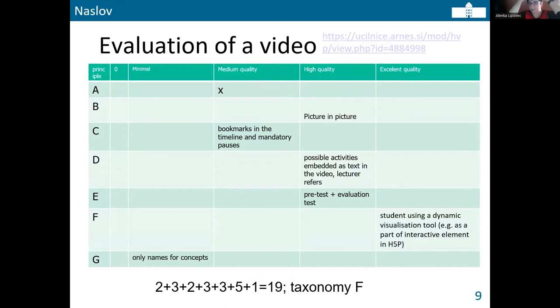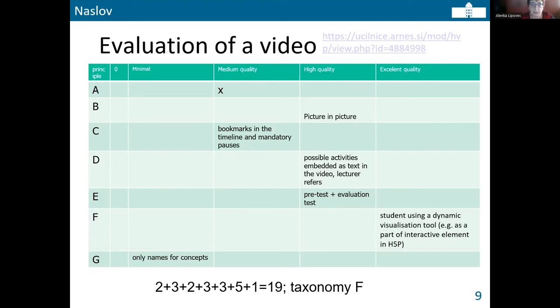For instance, we have here some video that we evaluated together. This video is on visibility picture in picture, which means high quality. In instruction, it's medium quality because it lacks some parts from the list of what makes teaching good. Then there are bookmarks in the timeline and mandatory pauses, but there are no pop-up questions. That is why it is medium quality on C. We have some possible activities embedded as text in the video, and the lecturer says, see, that is the activity, pause the video and do that.